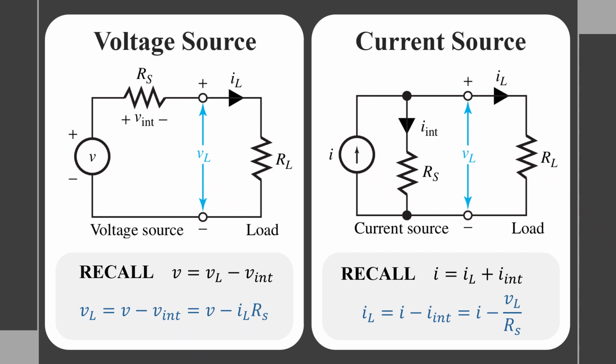Thus, the load will receive only part of the short circuit current available from the source. And when the load resistance is zero, the load voltage also goes to zero, and the load current is then equal to the short circuit current of the source. Hence, it is desirable to have as large an internal resistance as possible in a practical current source.